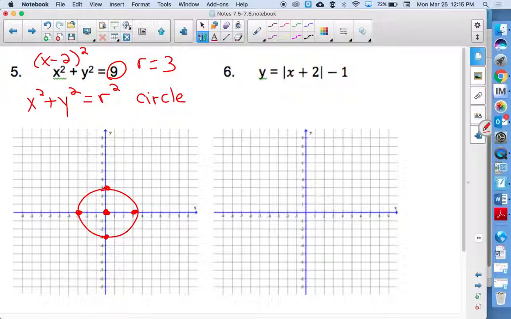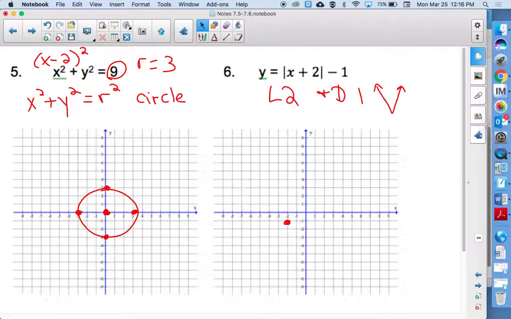The last one, Zach, what kind of graph would be an absolute value graph? It is a V graph. Where does this V graph move? Alright, so it moves down 1 and it moves left 2. Good. So down 1 and left 2. So that x plus 2, being with the x inside the absolute value, moves in the opposite direction. And then to get the rest of the graph, it's supposed to look like a V.